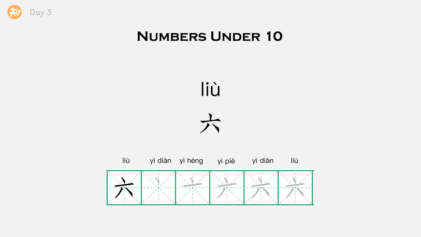The next one is 6, called 六. The strokes order is listed here. It's quite easy. Read after me. 六. One more time. 六.